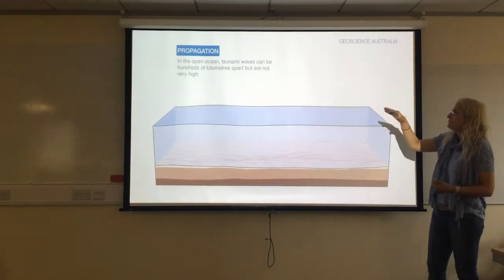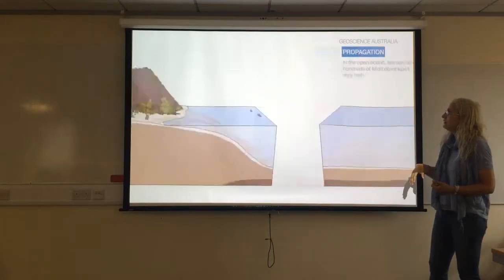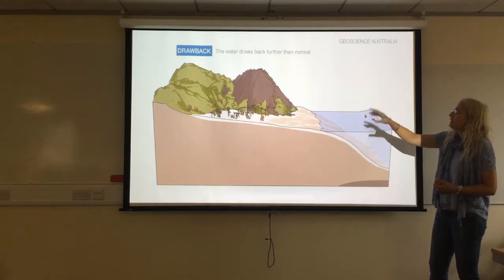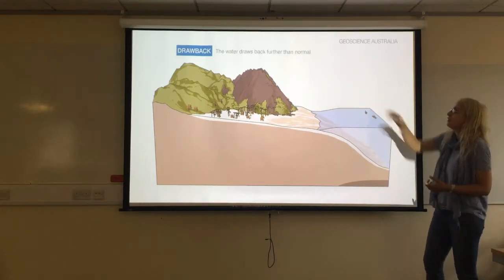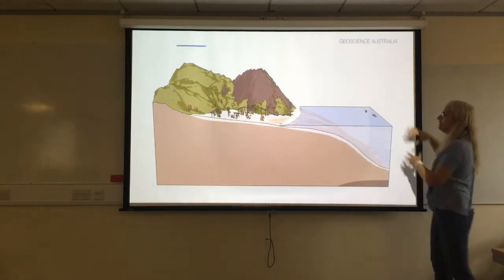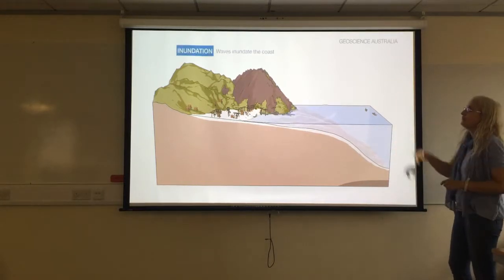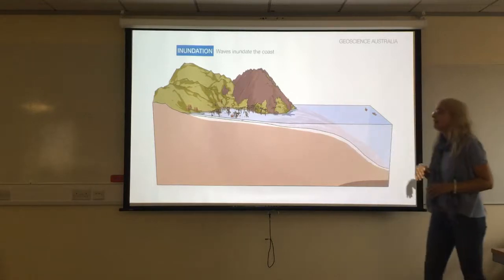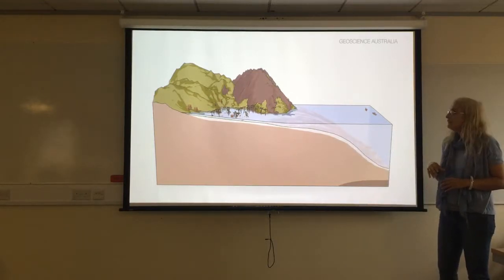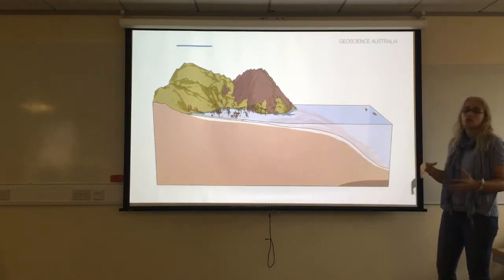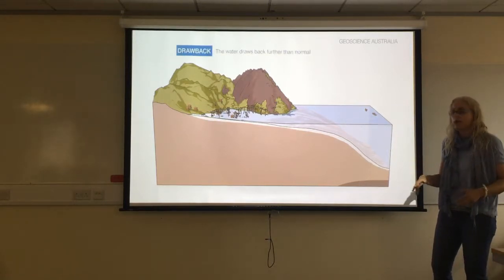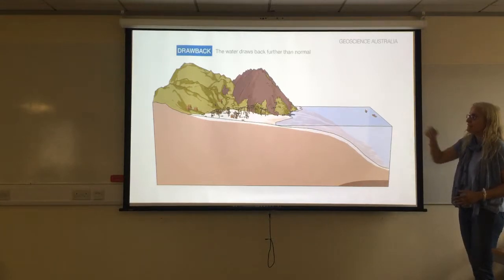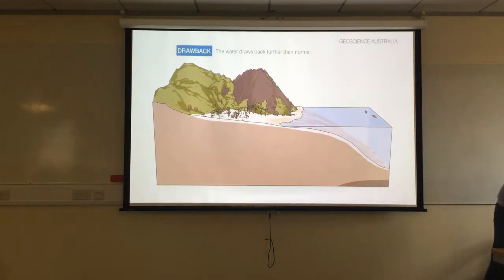So tsunamis can travel, and when they are very close to the land, we have the phenomenon of drawback. So the water draws back farther than normal, and then we have the inundation. So waves inundate the coast and destroy everything completely. These are some examples. I'm sure that you have found also some other examples on the internet. Further back than normal and then back again.